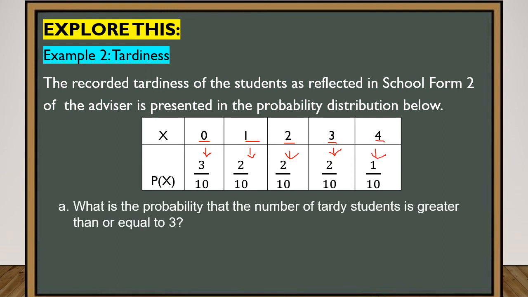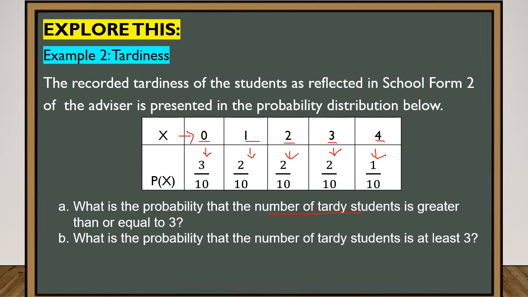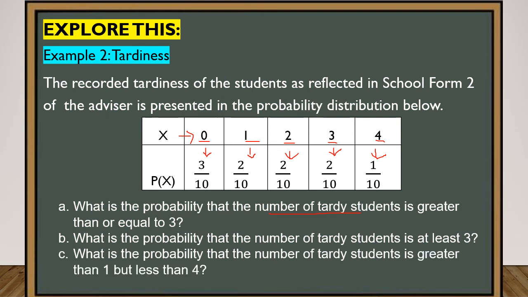Now we have the question there: what is the probability that the number of tardy students is greater than or equal to 3? By the way, the random variable x here refers to the number of tardy students, not the recorded tardiness, but those students who are late. The next question: what is the probability that the number of tardy students is at least 3? And letter C: what is the probability that the number of tardy students is greater than 1 but less than 4?